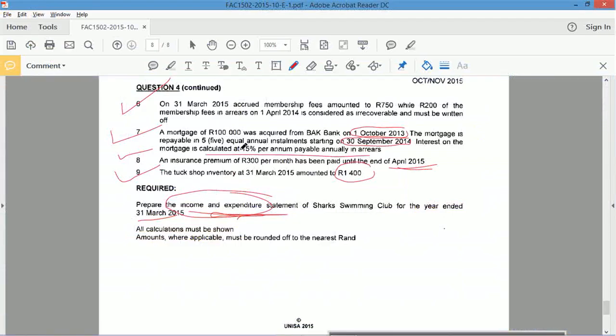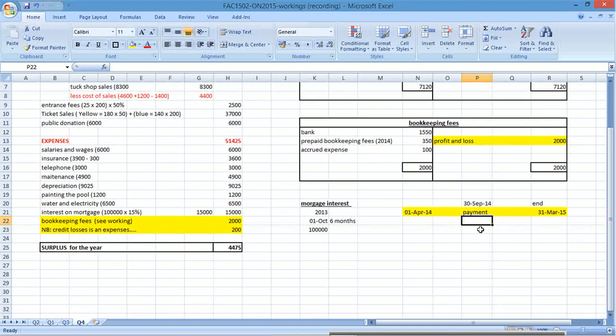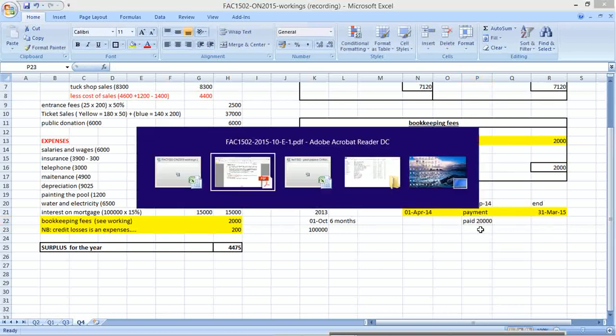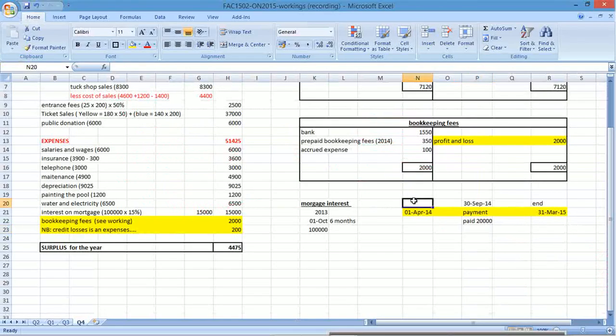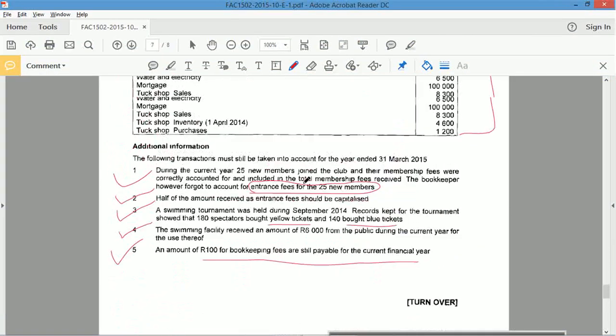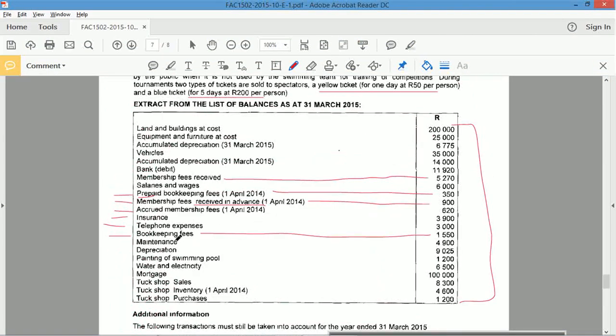Alright, so how much would you have paid? 5 equal installments, so you would have paid 20,000. Do you agree? Yes. Okay. Interest on the mortgage is calculated at 15% per annum, payable equally in arrears. Okay, so interest is 15%. So what was this amount here? Where's the mortgage? Here's the mortgage. It was 100,000, but it was 100,000 when?